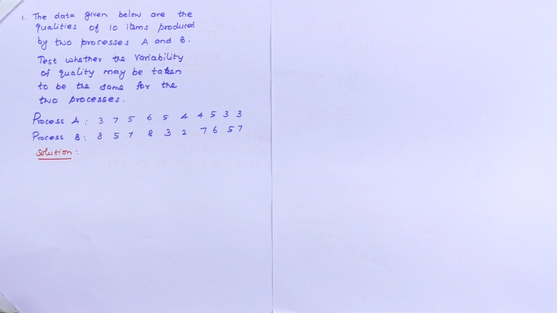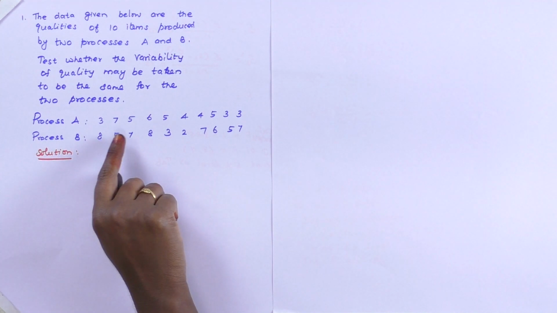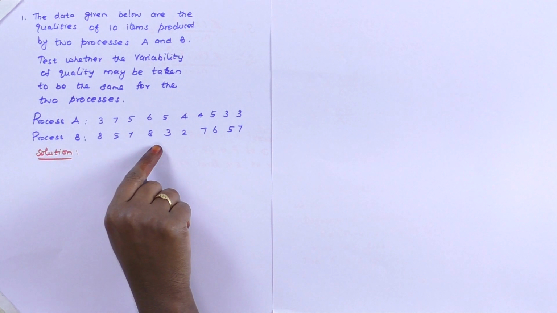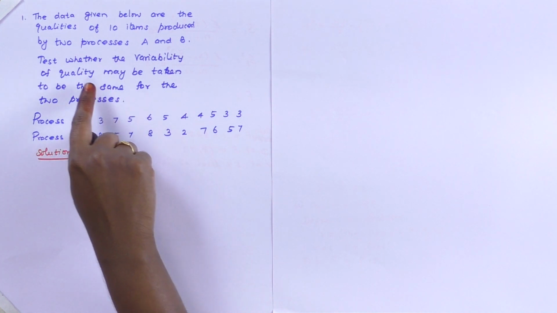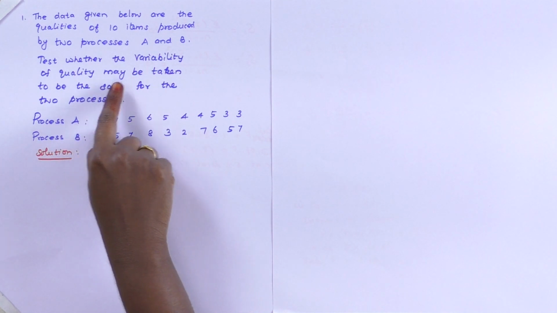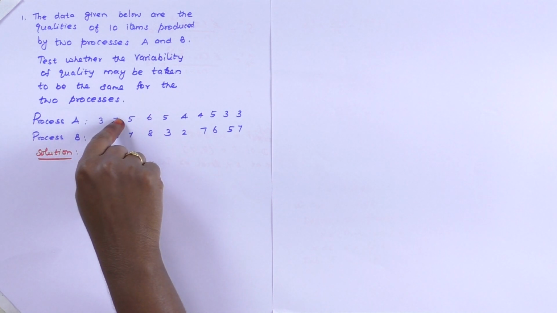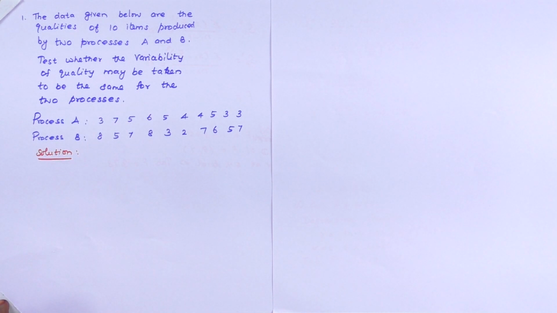Now we are going to solve some problems based on F test. The data given below are the qualities of 10 items produced by two processes, capital A and B. Test whether the variability of quality may be taken to be the same for the two processes. The data are given for process A and process B. We want to check whether the variability of the quality may be the same or not. Here 10 items are given.